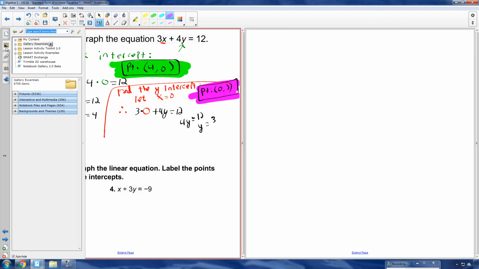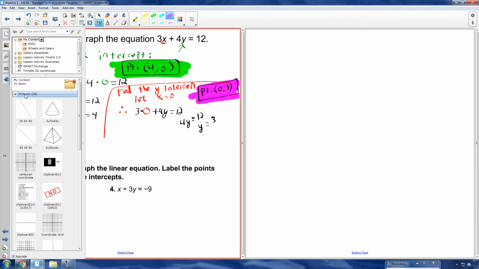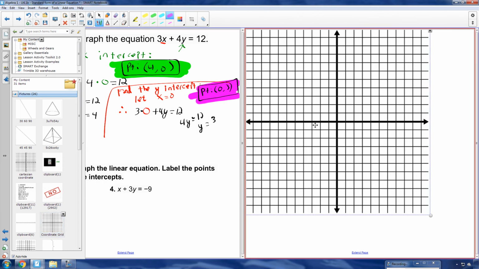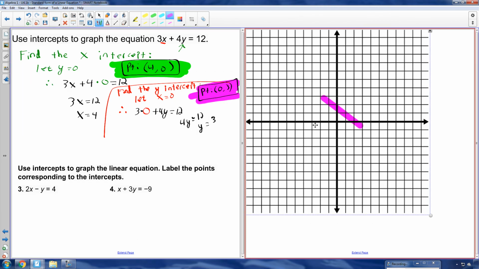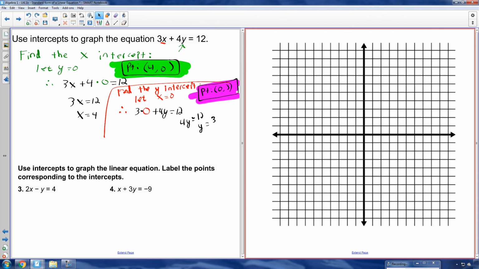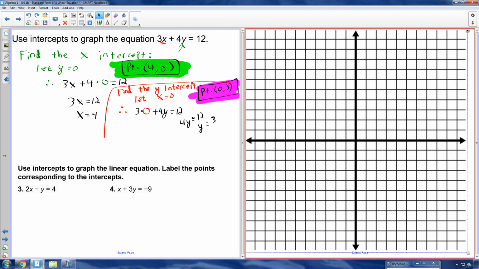Let me see if I can pull up a quick coordinate grid here for you. I think I got one. There we go. Perfect. Okay, so here we are. Let's plot the first point.